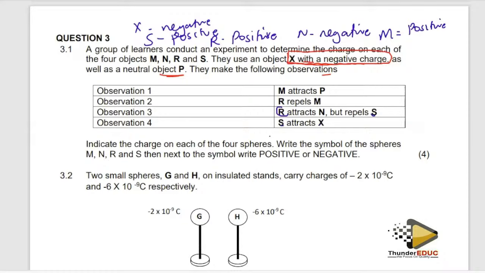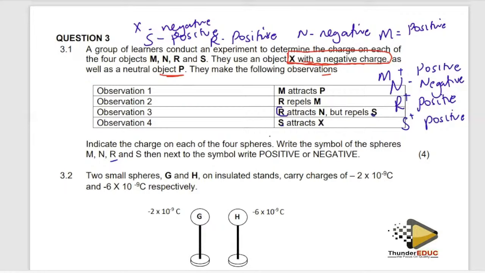What do they want? They want the symbol, write the symbol on the spheres M, N, R, S. Then next to the symbol, you must write positive or negative. When I look at M, it's going to be positive. When I look at N, you said it's negative. And then we have R. What did we say about R? R was positive. And lastly, S, we concluded that S was positive. So we only have one negative sphere there with all that we've been given.